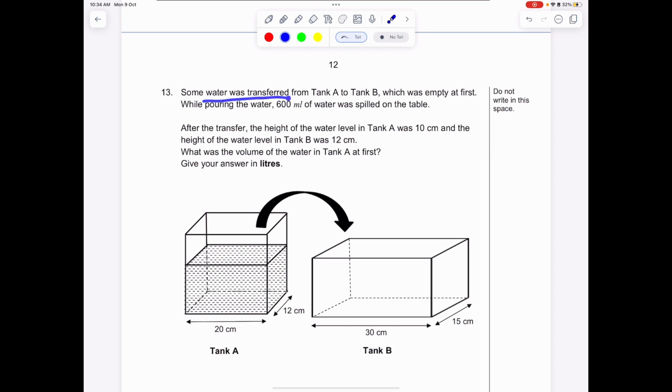Okay, some water was transferred from tank A to tank B, which was empty at first. So tank B is the one that is empty. While pouring the water, 600 ml of water was spilled on the table. After the transfer, the height of the water in tank A was 10 cm. So annotate, write down: after transfer, only 10 cm left. Okay. And the height of the water in tank B is 12 cm.